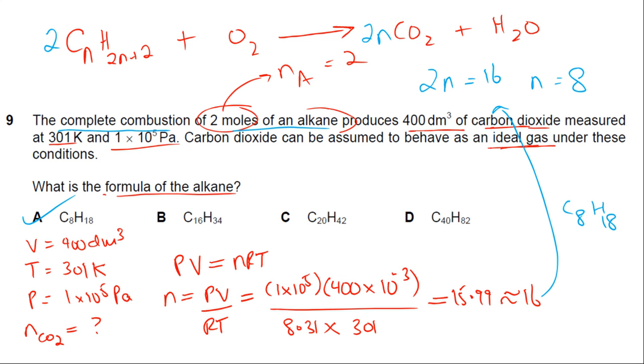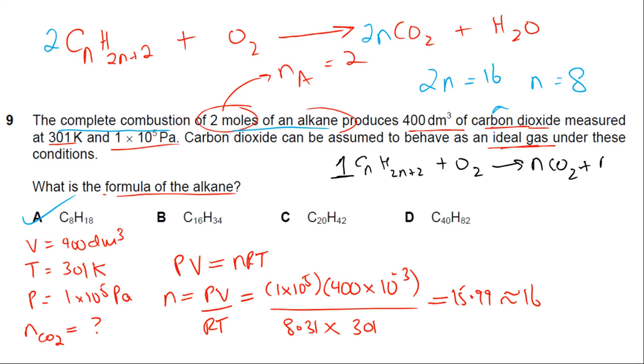A good point to note here is whenever you have an alkane which is reacting, and let's consider you are given 1 mole, remember that you will always get n CO2 and always n+1 H2O. It's a very good point to remember. As long as you have 1 mole here, CO2 will always be n and H2O will always be n+1. You can try that for the questions and see that it always works.